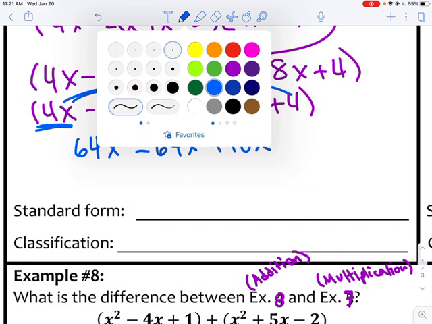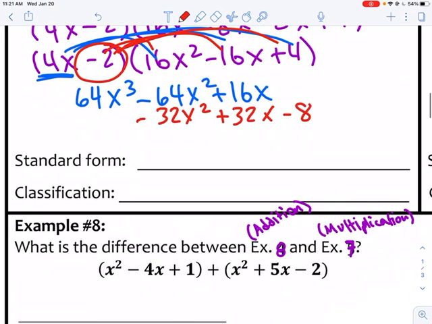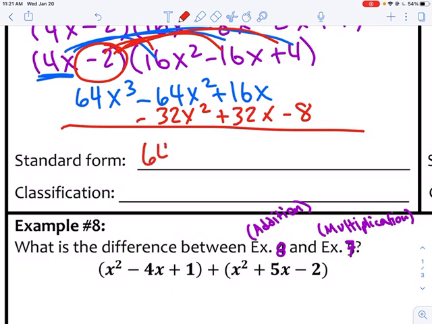Then I'm going to use a different color to show. We're going to now pick up the negative 2, and I'm going to put it underneath to combine like terms. So negative 2 times 16x squared is going to go right here under the x squareds. So negative 32x squared. Then positive 32x and negative 8. And now we can just add those up. So 64x to the third minus 96x squared plus 48x minus 8.